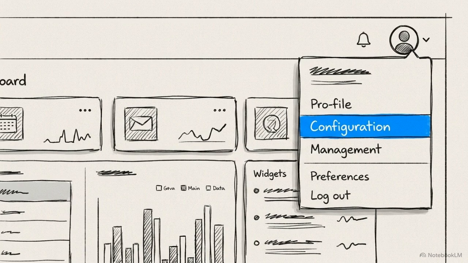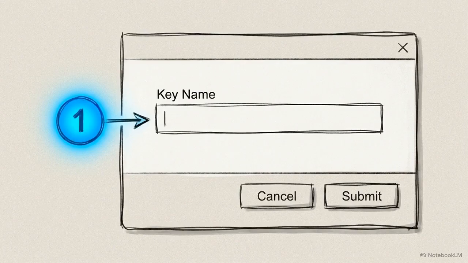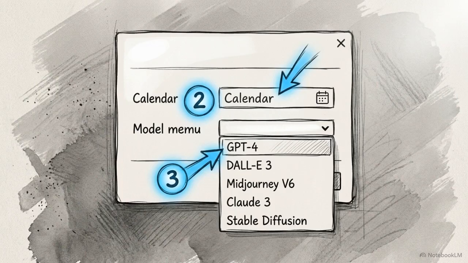Log into the IronMind Web UI, open the top right user menu and navigate to Settings. Scroll down to the AI Environment section and click Generate PAT. You need to configure 3 mandatory fields here. First, assign a name to the key. Second, set a strict expiration date. Finally, choose your default AI model from the dropdown.